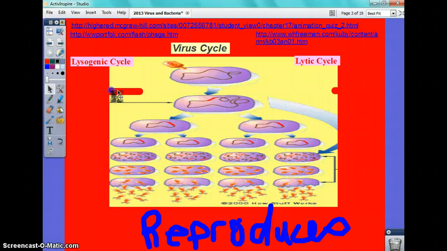So if you look at the pictures, the one to the right or your left is showing a virus coming in, injecting its nucleic acid, and then it becomes incorporated into the host cell's DNA. So they form what's called a viral DNA. Now from that, it could turn into an active stage, which is the lytic. I'm going to go over each one. I'm going to show you a video first, and then I'm going to explain.